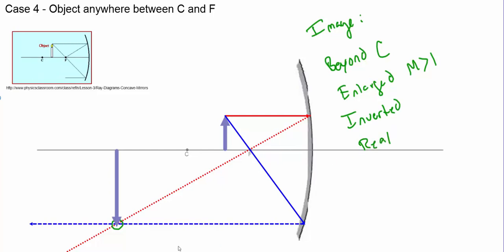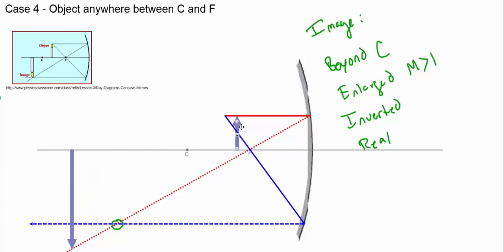And here's where the pattern starts to get interesting because, again, we started way, way, way out there. Image was at F. We got closer to C. Image was between C and F and got bigger. Object is now at C. Image is at C, same size. Object is now between C and F. Image is further out, and it got bigger and bigger. It's even larger than the object. So what's going to happen? Well, as we continue to approach F, the image does continue to get further away. It does start to get bigger.